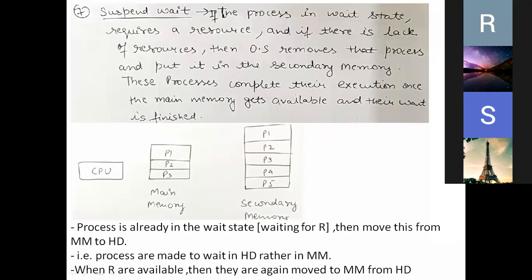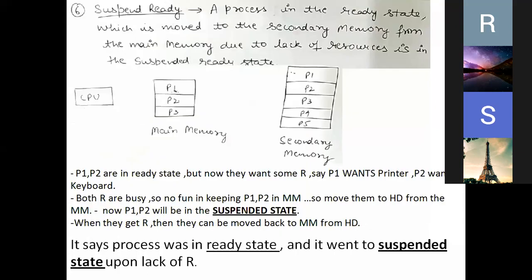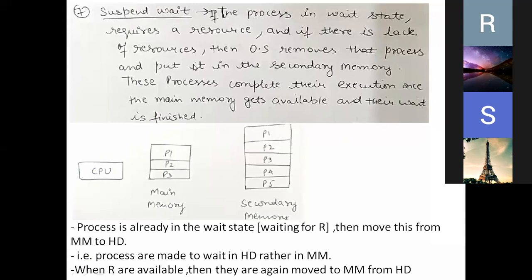Okay, so the 7th state, after suspended ready, is the suspended wait. Suppose the process is in the wait state and it is requiring a resource, and there is a lack of resource, so the resource that the process is requesting is not available. In that case, the OS will remove that process and put it in the secondary memory. Earlier we saw suspended ready, where the processes were in the ready state. But in suspended wait, the processes are in the waiting state. Why? Because they are requesting some resource and we currently have a shortage of resource.